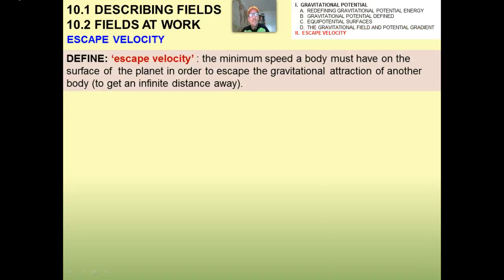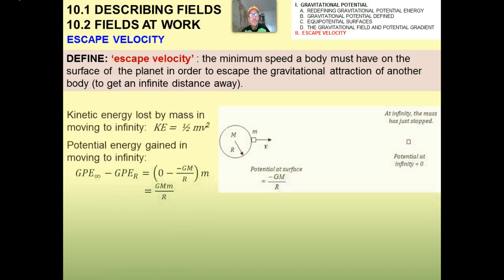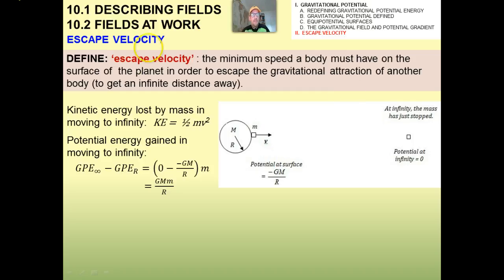Escape velocity is the minimum speed or velocity a body must have on the surface of the planet in order to completely escape the gravitational attraction, or to get an infinite distance away. Or in other words, to get from a distance of r naught, the radius of the planet, to a distance infinity away. Now, the kinetic energy lost by the mass moving to infinity is equal to 1/2 mv squared, because when it gets to infinity, its velocity is 0. The mass has just stopped.